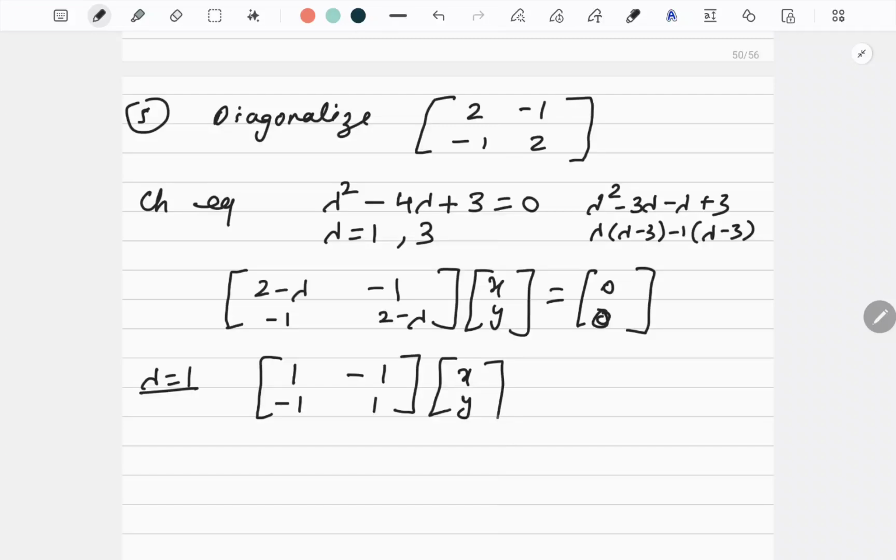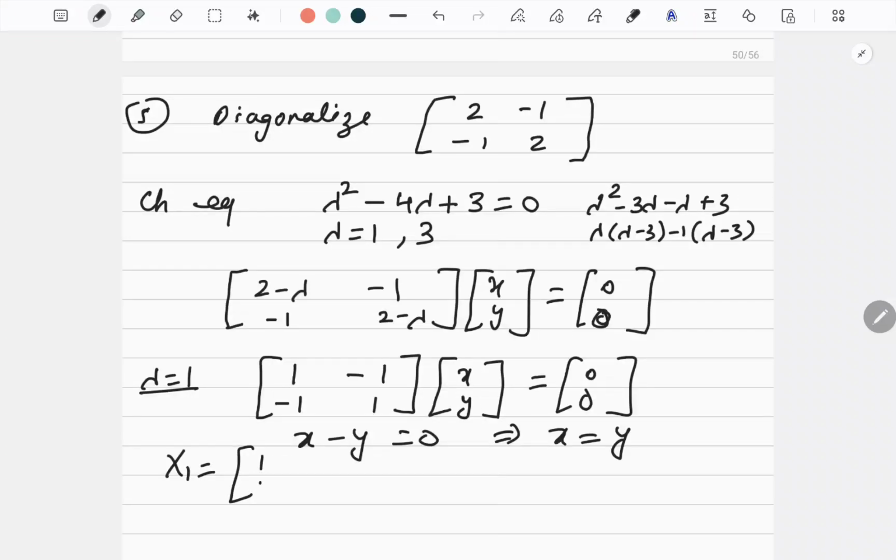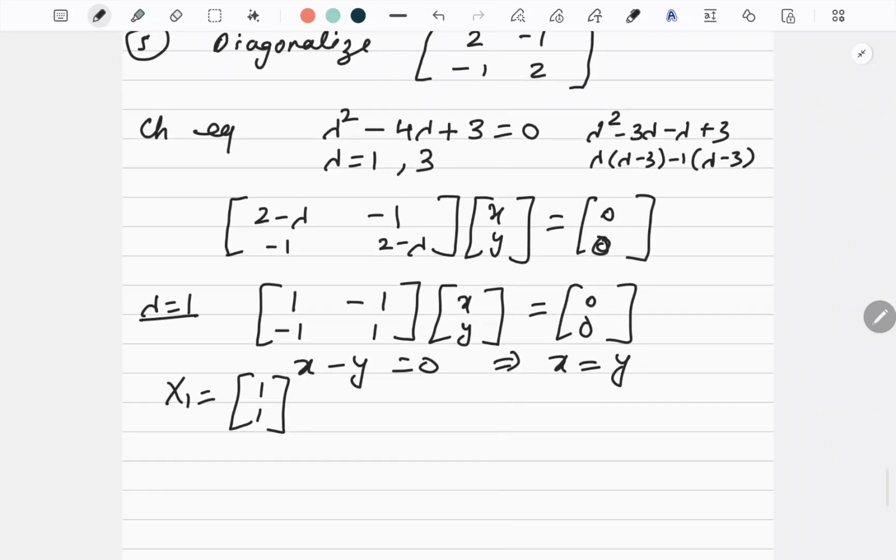X and y. Correct? So this is equal to 0 0. So I have x minus y is equal to 0, which implies x is equal to y, meaning capital X1 is equal to 1 1. First eigenvector I got. So now let's go to the second eigenvector.